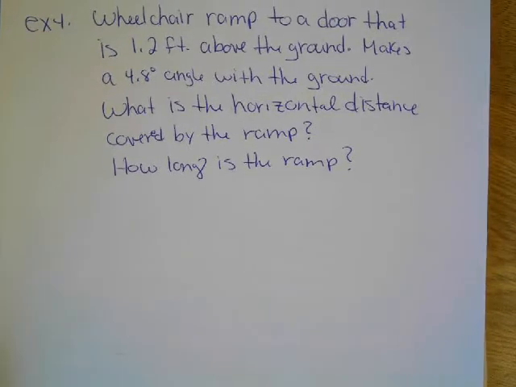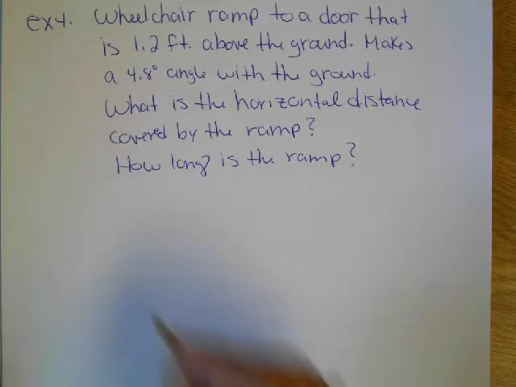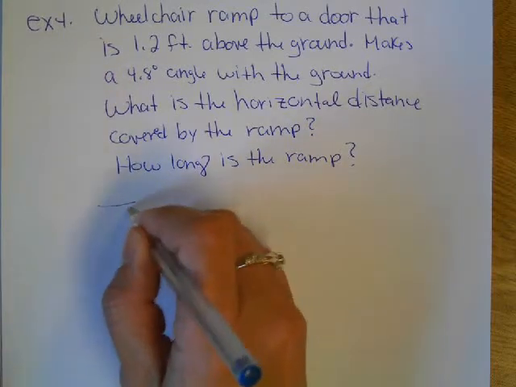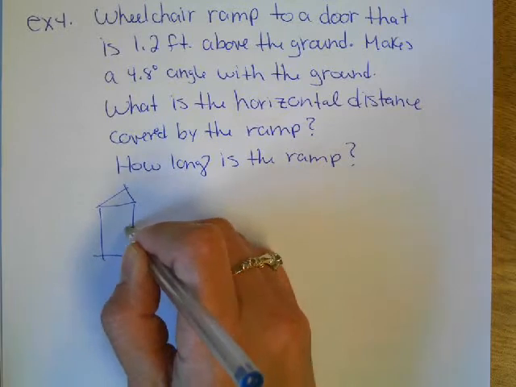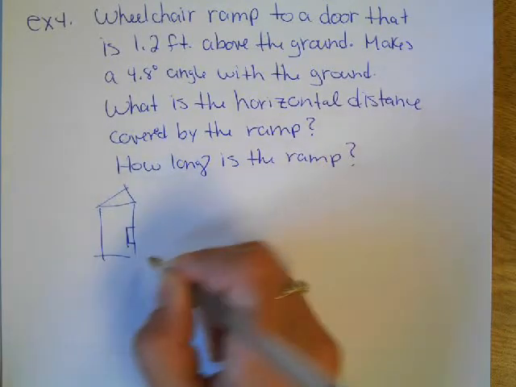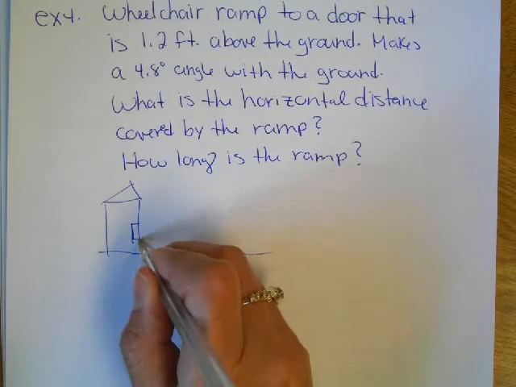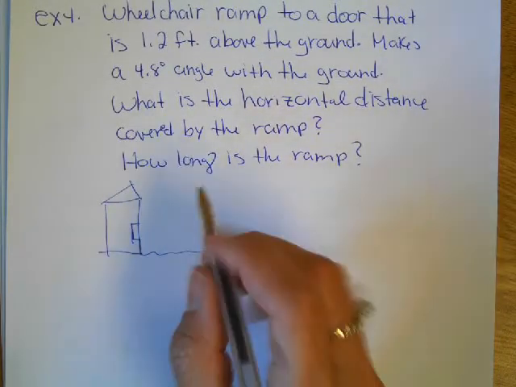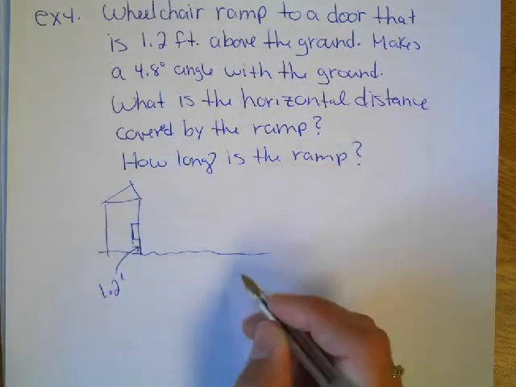So, when it's a story problem, you've got to get yourself a picture. Chances are you are going for a right triangle. So, let's say here's our house. Here's my doorway. And then here's the ground. And what it's telling me is this doorway is 1.2 feet above the ground. So that side right there is 1.2 feet.